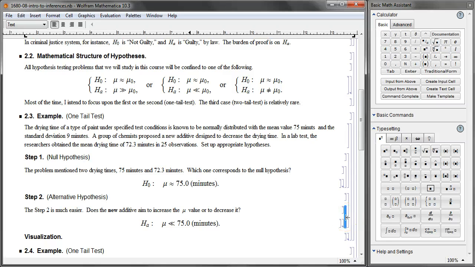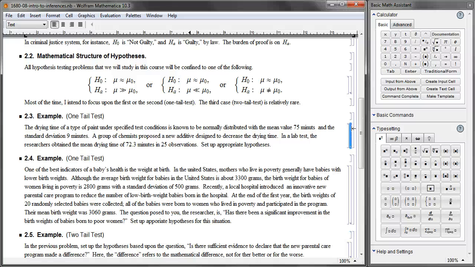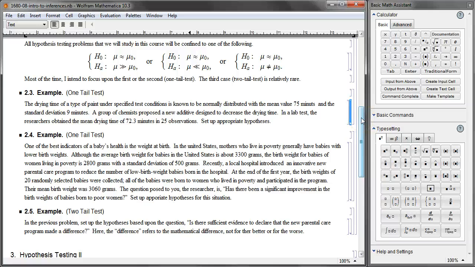You can see this alternative hypothesis is less than, not greater, from these two. You got 72.3, which is less than 75. That's number one. And number two, which is an even stronger indication, it was designed to decrease the drying time. So we have to take mu is less than the traditional value. That's how we set up hypothesis. And let's try this kind of example once more. And here's the next example.